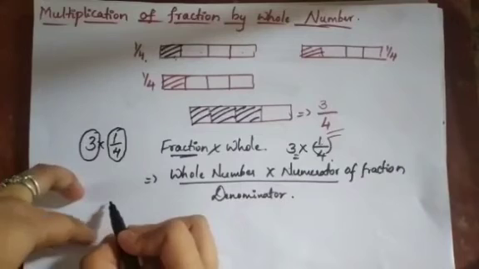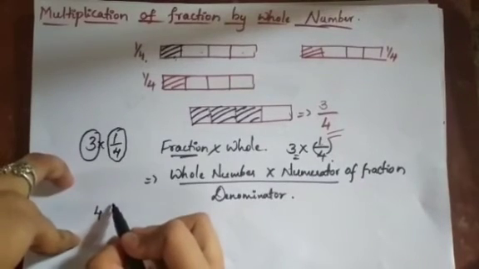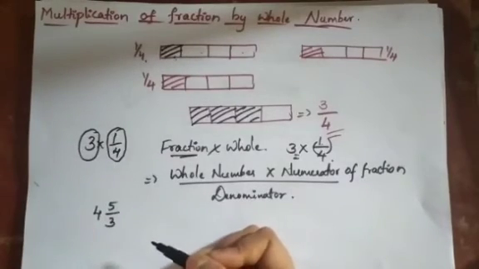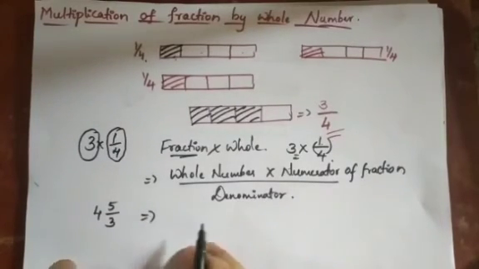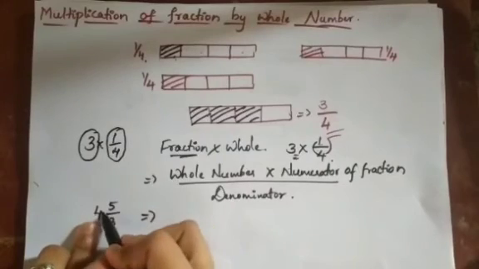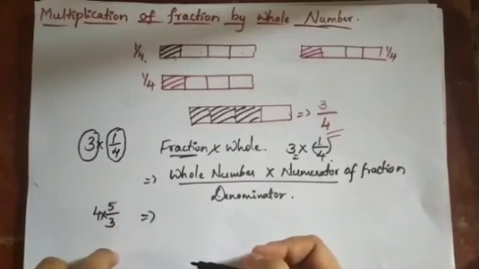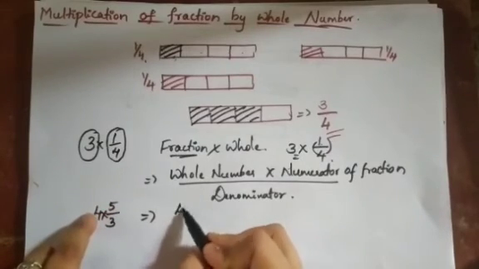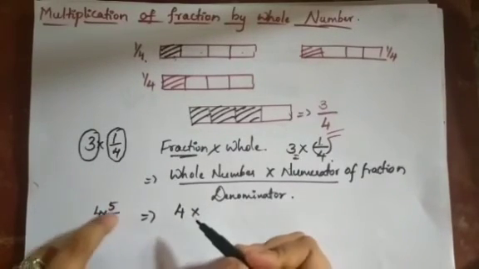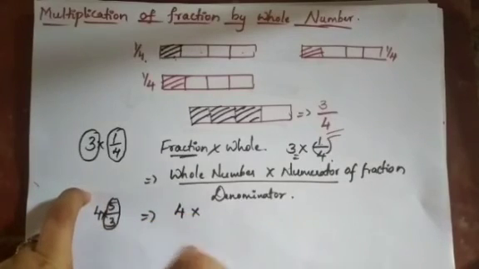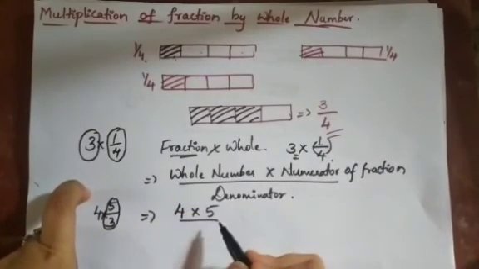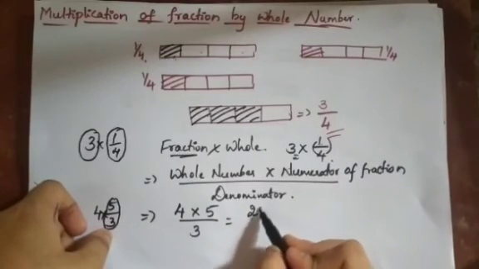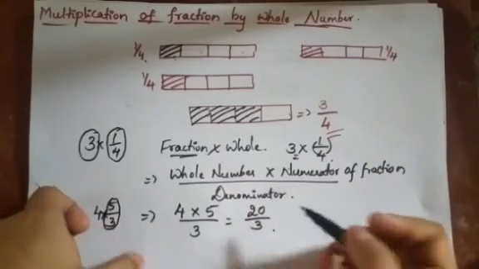If you have taken, for example, 5 by 3, how will you multiply? So this is 4 into 5 divided by 3. How are you able to multiply the whole number and a fraction? Whole number 4 into the numerator of the fraction. Which is the numerator? It is 5, divided by the denominator of the fraction, which is 3. 4 5s are 20, divided by 3.